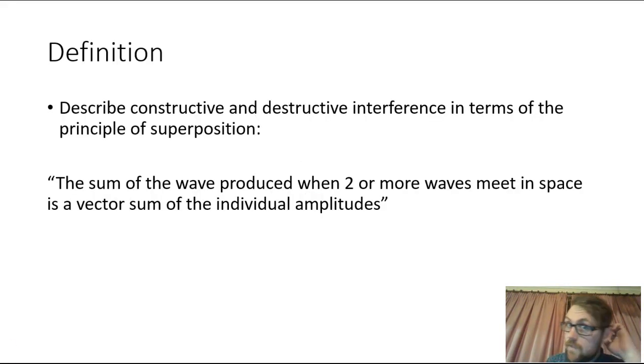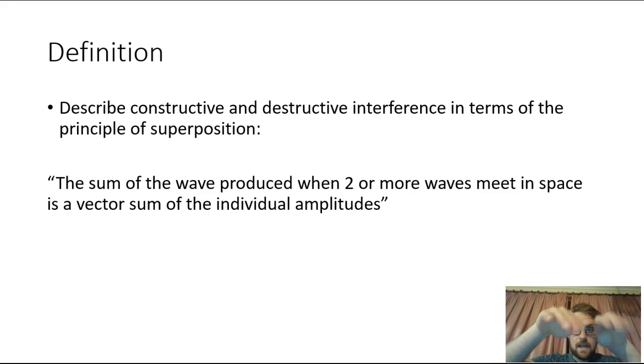So in this section as well, you've been asked by the course to describe constructive and destructive interference in terms of the principle of superposition. Now this is the exact definition. The sum of the wave produced when two or more waves meet in space is a vector sum of the individual amplitudes. Okay, all that means is when two or more waves meet, we looked at 2 in our examples.